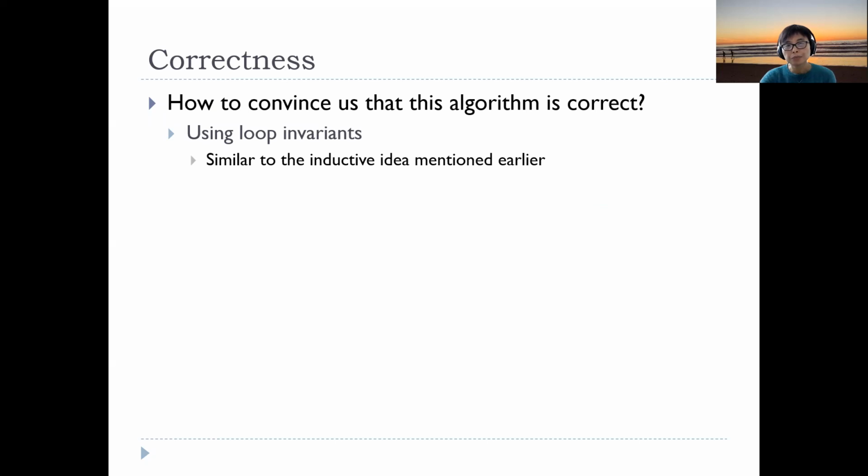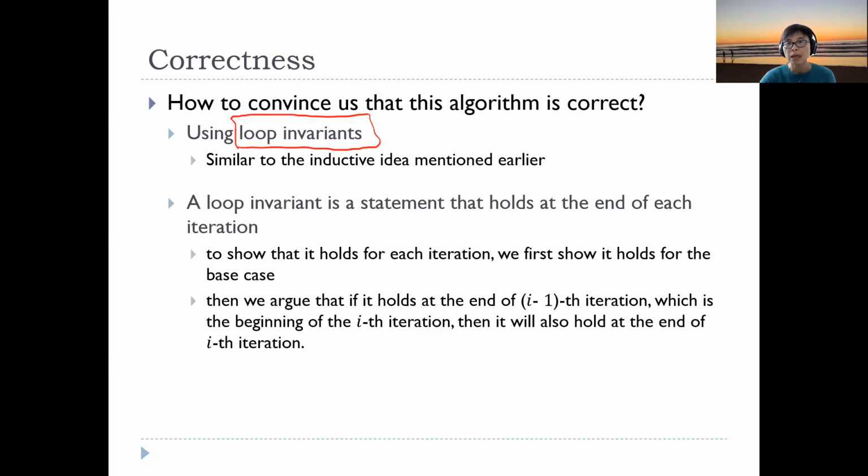The way to prove that this is correct is using something called loop invariants. It's a little bit similar to the inductive idea we mentioned last time to show that the recursive algorithm works. In particular, what is a loop invariant? Well, a loop invariant is a statement that you argue is true at the end of each iteration of your for loop. So it's an invariant, namely something that holds for each iteration of your loop.